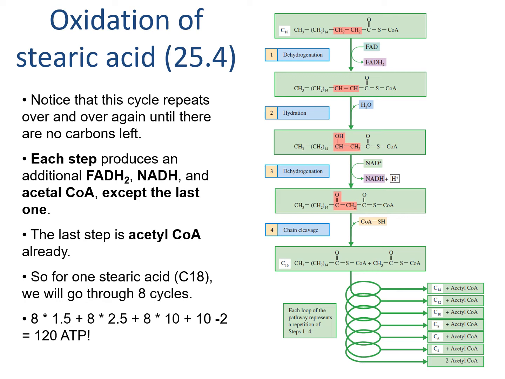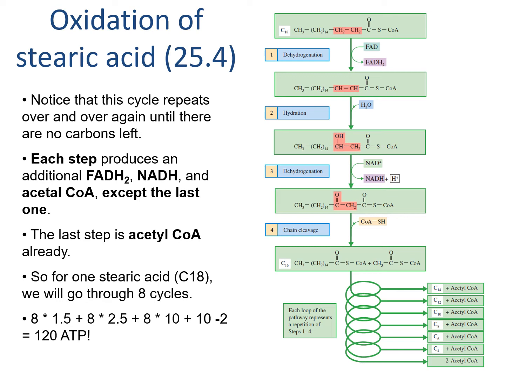So the overall yield of ATP for stearic acid is 8 times 1.5 ATP for the FADH2s produced in those 8 beta oxidations, plus 8 times 2.5 ATPs for the NADHs produced in 8 beta oxidations, and 8 times 10 ATP for the 10 acetyl CoAs produced in 8 beta oxidations.